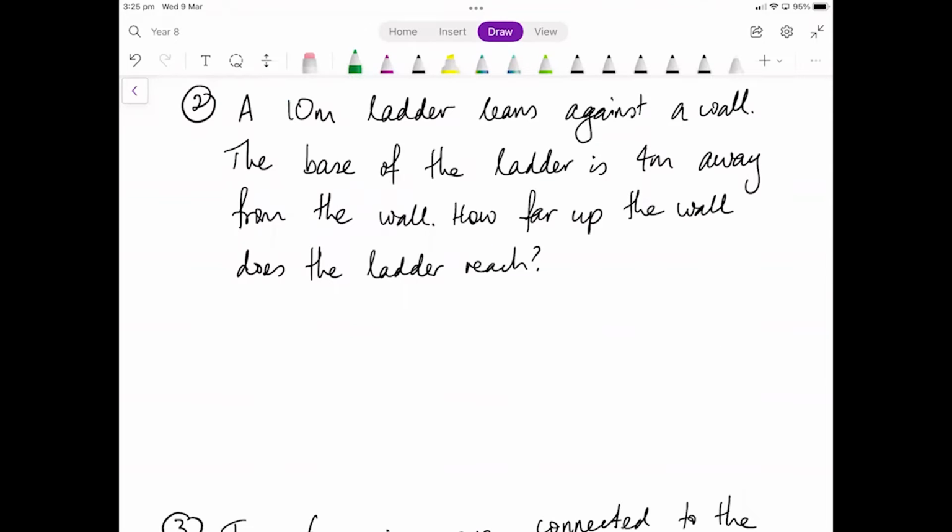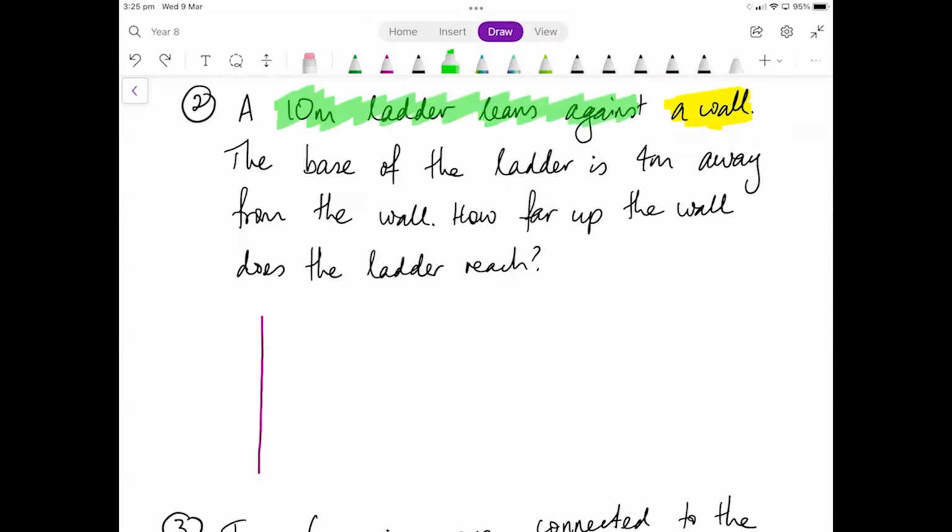The second question says a 10-meter ladder leans against a wall. The base of the ladder is 4 meters away from the wall. How far up the wall does the ladder reach? There's a lot of information here, so let's unpack it step by step. Firstly, drawing a wall. A wall in maths is really easy to draw. It's just a vertical line. So let's do that first.